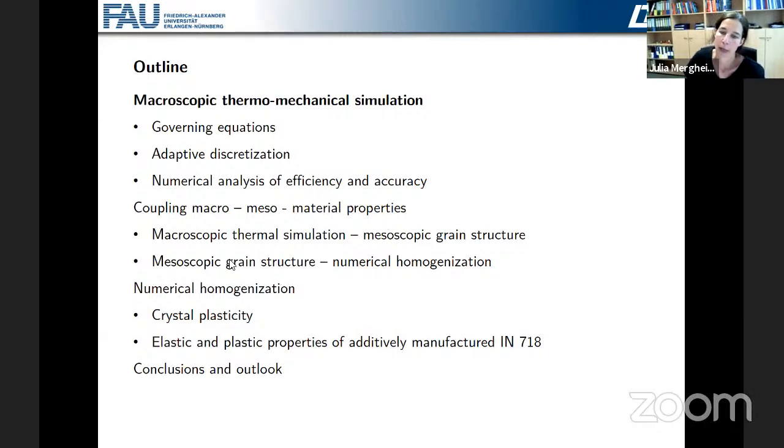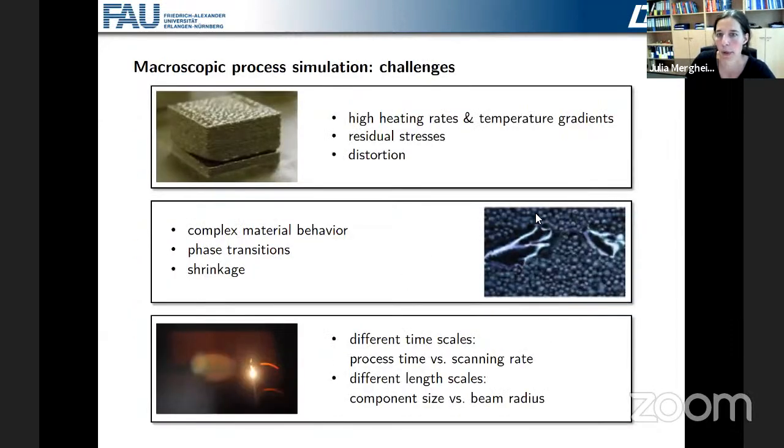So this last part, the numerical homogenization, will be discussed in more detail. So I will introduce a crystal plasticity model on the mesoscale and how we can predict the elastic and plastic properties of additively manufactured Inconel. And I will end with some conclusions and an outlook.